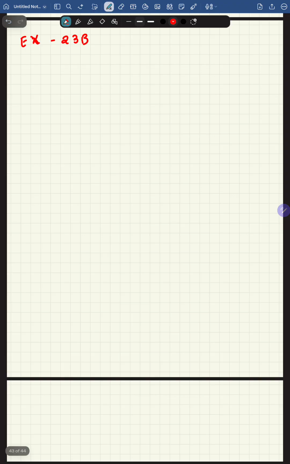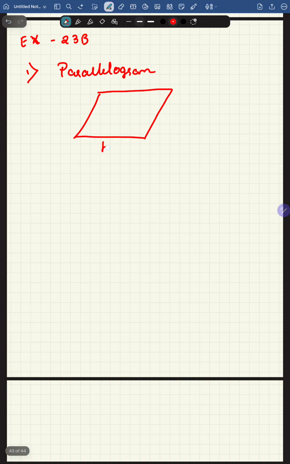In this particular session, we are going to discuss exercise 23b, which is based on quadrilaterals. First we'll be focusing on parallelogram. The formula for parallelogram is base into height. So the area of a parallelogram is base into height. Perfect.